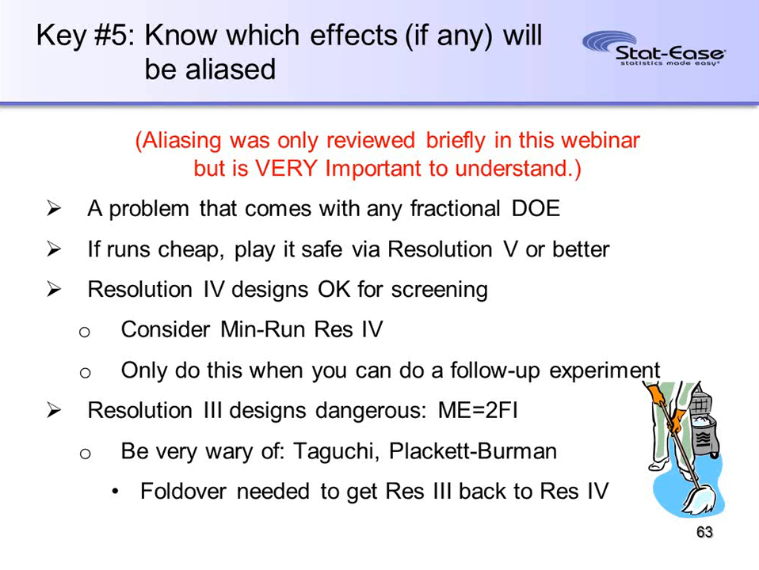The resolution 3, the red ones, are dangerous because the main effects are confounded with the two-factor interactions. So they're not really giving you clean estimates of anything.